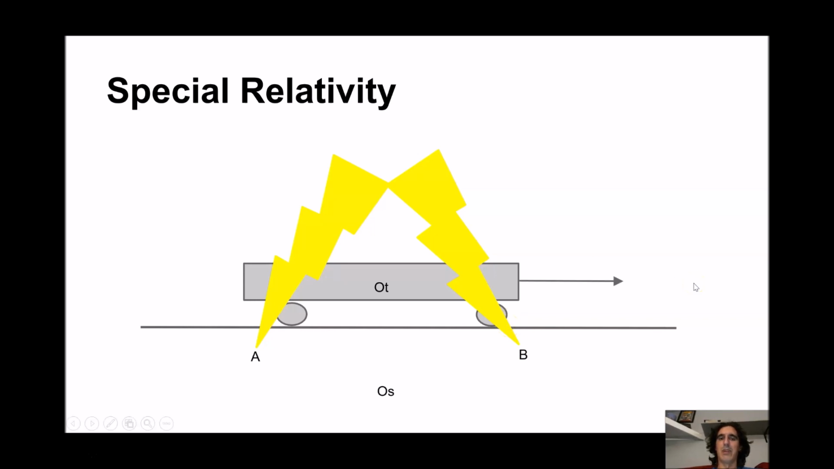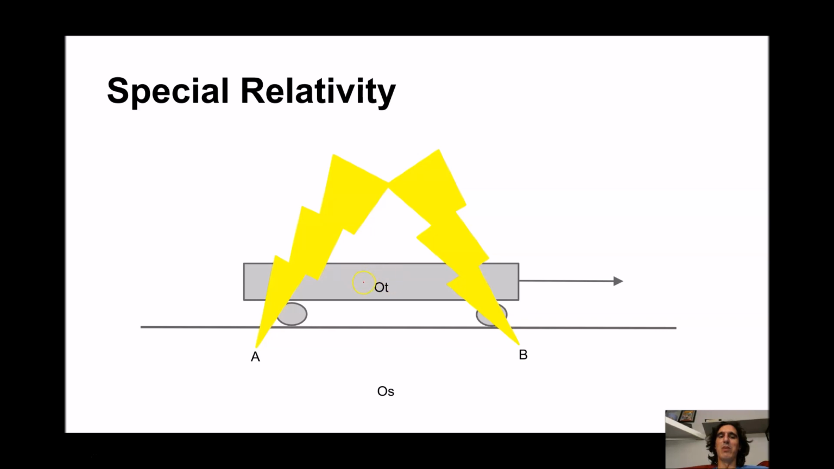But when we put the train in motion, we have a whole different story, especially considering the fact that the motion of the train does not affect the speed of light. If the train is moving towards the right, the person outside of the train is not affected by the train moving. So the person on the outside of the train is going to hear bells A and B at the same time, based on the lightning bolts hitting simultaneously.